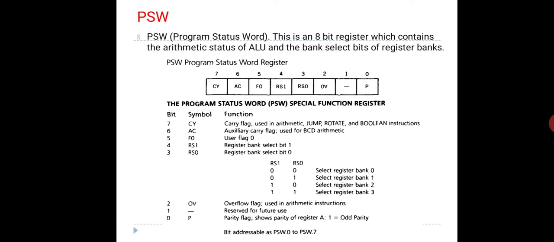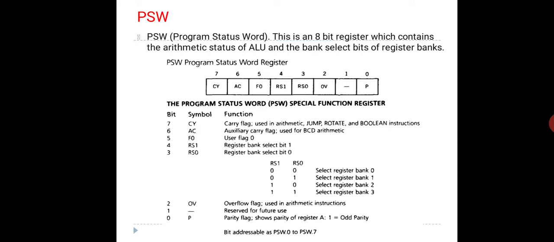So PSW stands for program status word. Once again, it is an 8-bit register which contains the arithmetic status of the ALU and the bank select bits of the register banks. So whichever bank is selected, it records it. Along with that, it keeps the status of the ALU. Whatever is happening in the ALU, it keeps displaying the status.